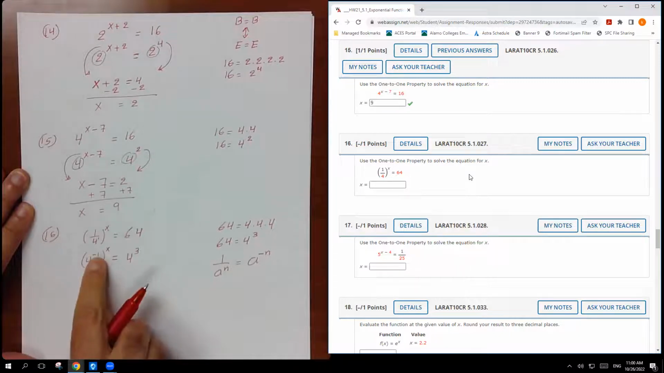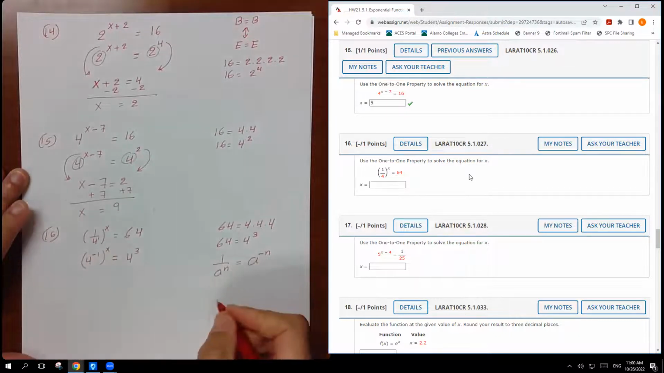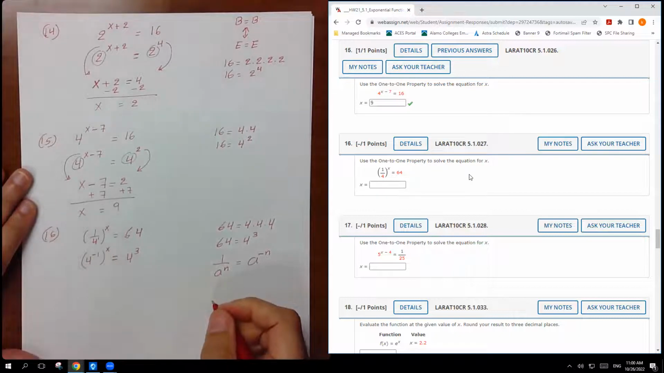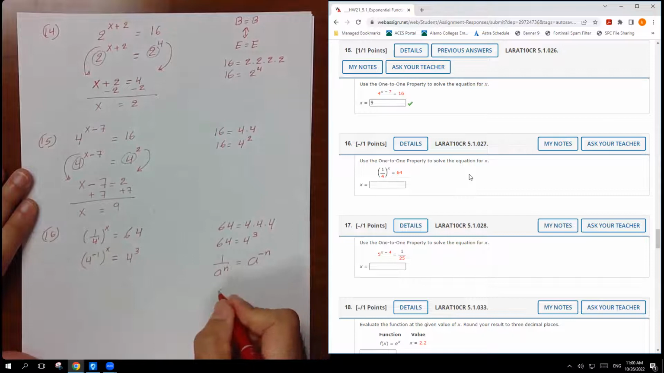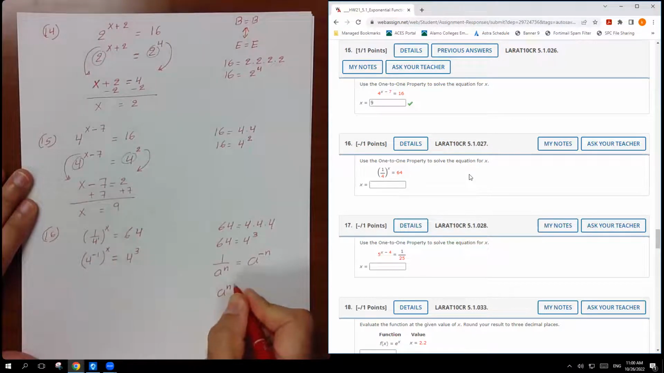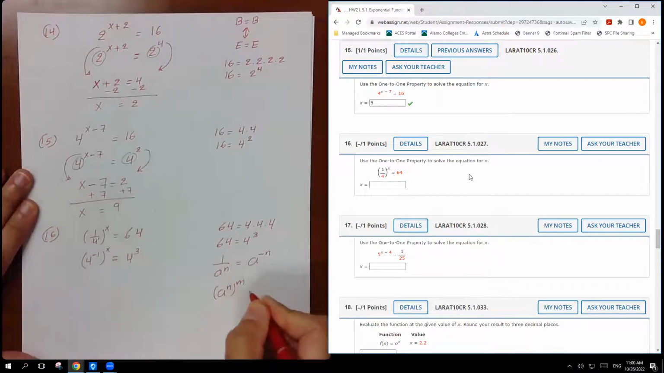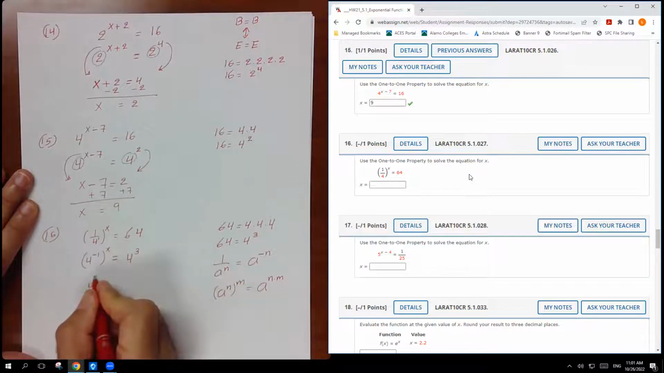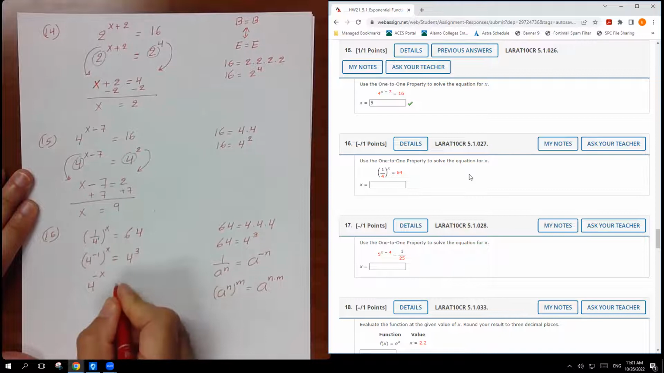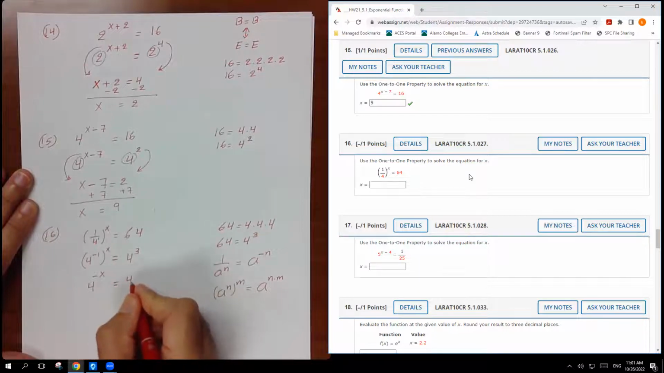Now I didn't finish because I have 2 exponents here. There is another one of the exponent rules. If you have a number with exponents n and m, you're going to say it's the number with n times m. That means you can multiply the exponents. That's what I'm going to do here. It's 4 to the negative 1 times x, which is going to be negative x, equal 4 to the exponent of 3.